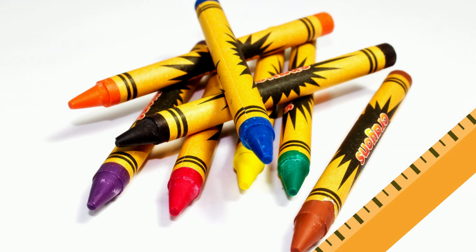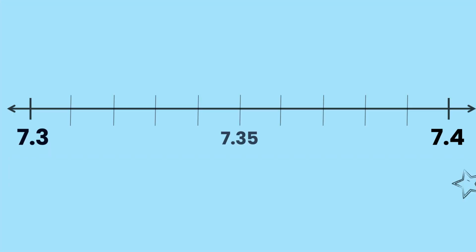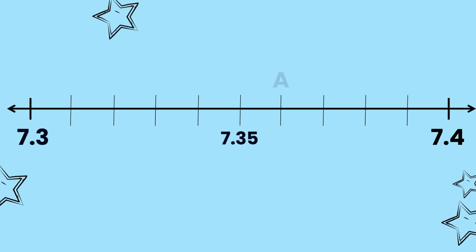Chloe measures her crayon and learns that it is 7 and 39 hundredths of a centimeter long. Which point on this number line shows the length of Chloe's crayon? 7 and 39 hundredths is between 7 and 8. It is closer to 7, so we will focus on that part of the number line. Starting at 7 and 4/10, we can count backwards 1/100th to find that point C shows 7 and 39 hundredths, the length of Chloe's crayon.